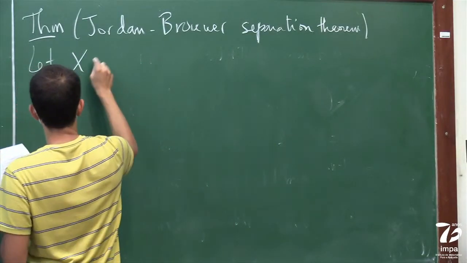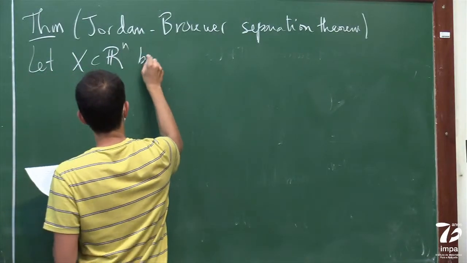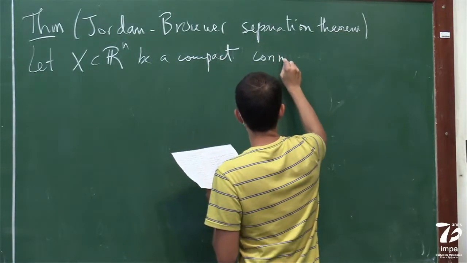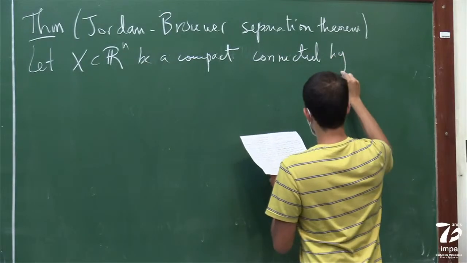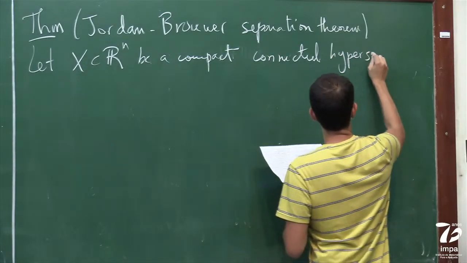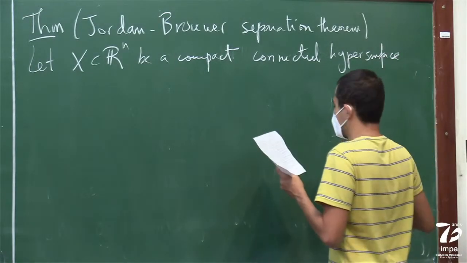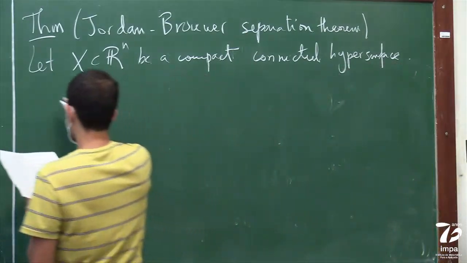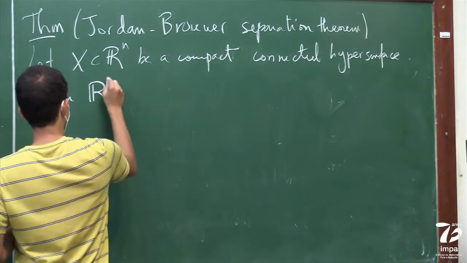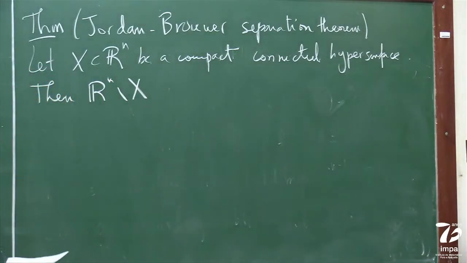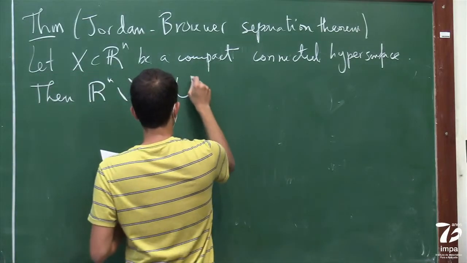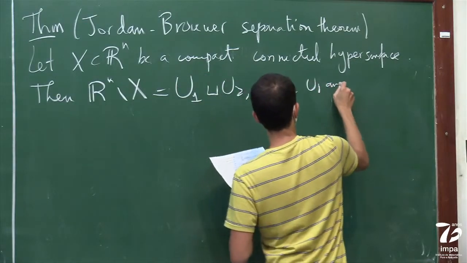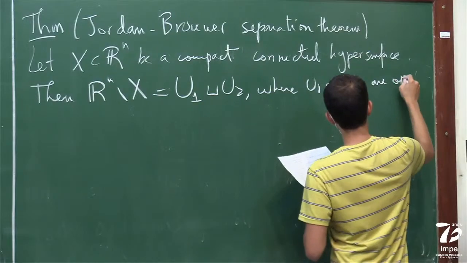So let X be a compact, connected hypersurface. So you just need it to be compact and connected. You don't need it to be orientable at first. Then the complement of X has exactly two connected components. So it's the disjoint union of U1 and U2, where U1 and U2 are open and connected.